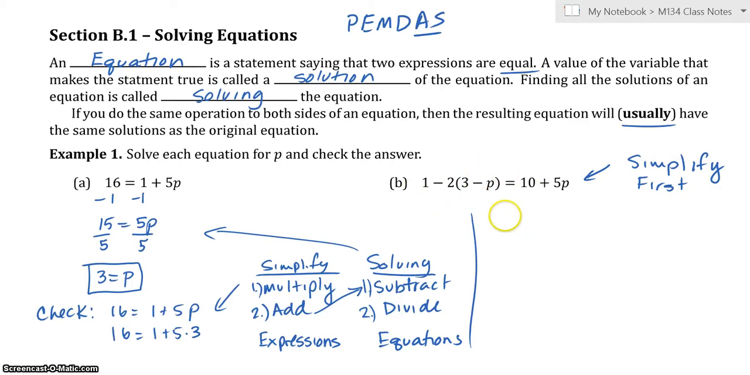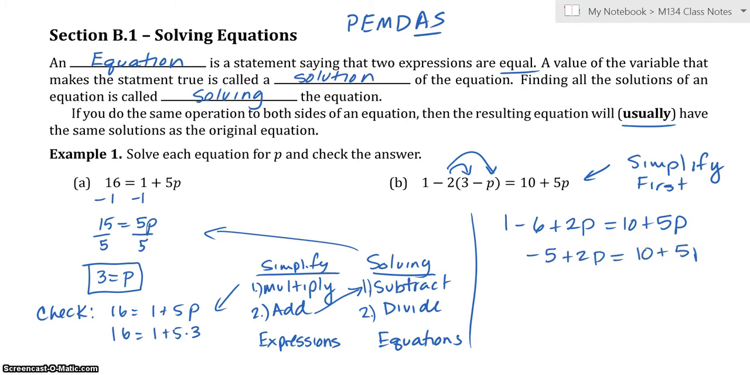So the left side, I'm going to do what we were practicing before, and I'm going to distribute that, get a 6 plus 2p. And even here, I never solve. I like to simplify first. So I'm going to take 1 minus 6. Those are like terms. They're both constants, no variables. So I'm going to add those together. And then I'm going to start undoing. You have to undo the addition or subtraction first.